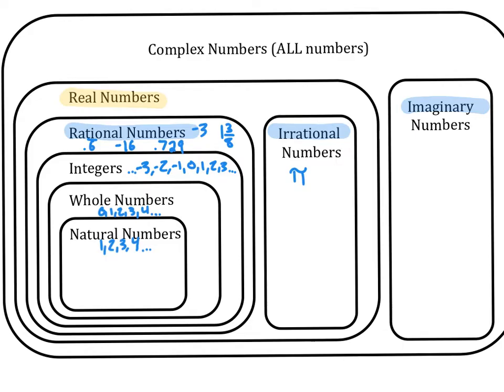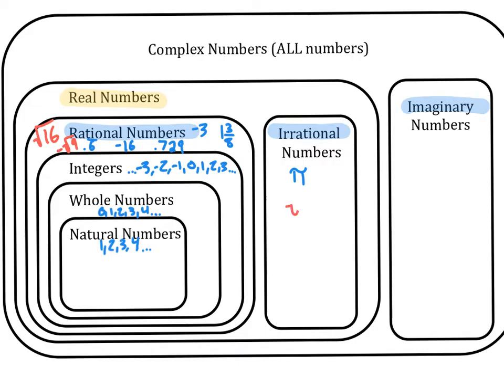If we take the square root of a perfect square, such as 16, that simplifies to the number 4. Therefore, that is a rational number. In fact, it's also an integer, a whole number, and a natural number. If we take the negative square root of a perfect square, such as the negative square root of 9, that's also a rational number because we end up getting -3. It's also an integer. Because it's negative, it's not a whole number or a natural number.